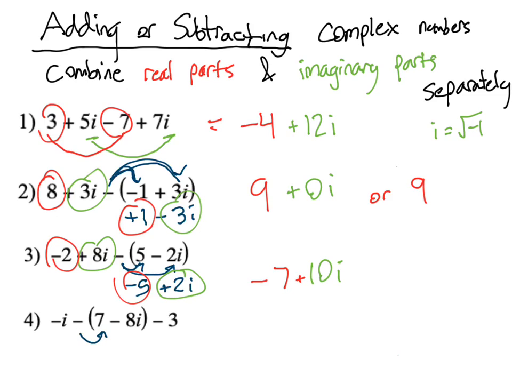One more example here. We've got a negative outside of these parentheses that we need to distribute. So that will turn this real component into -7 and this imaginary component into +8i. Then we have two imaginary terms we can combine together. +8i minus i gives us +7i. And from our real components, -7 and -3 gives us -10.